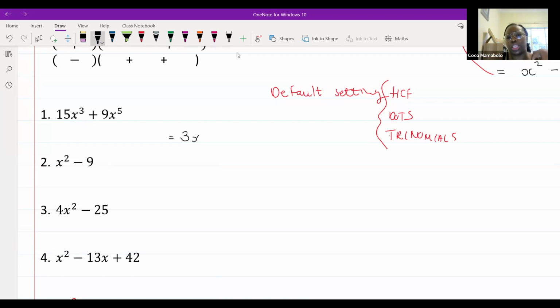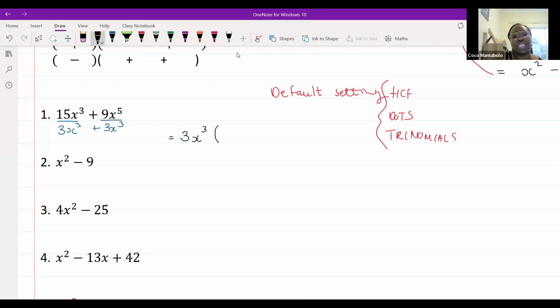All right, so here's what we're going to do. We're going to write here 3x to the power of 3, and then we're going to open brackets. Now, we're going to go to each of these terms, and divide them by our highest common factor. So I'm going to go here, 3x cubed plus 3x cubed. Now, let's do the math.